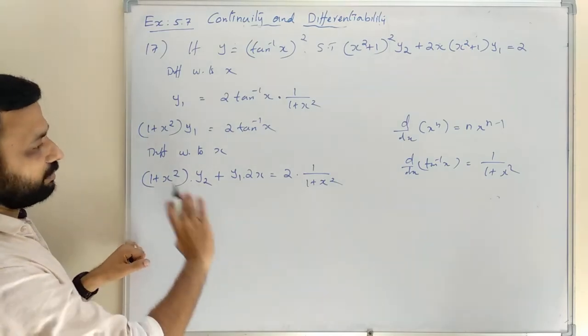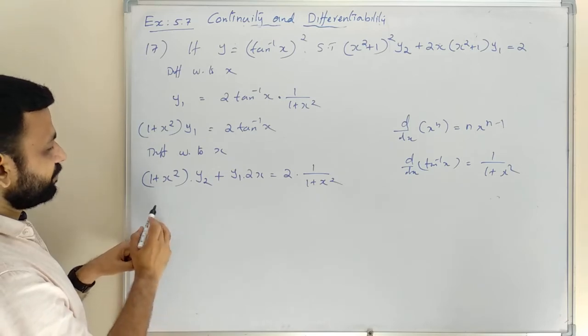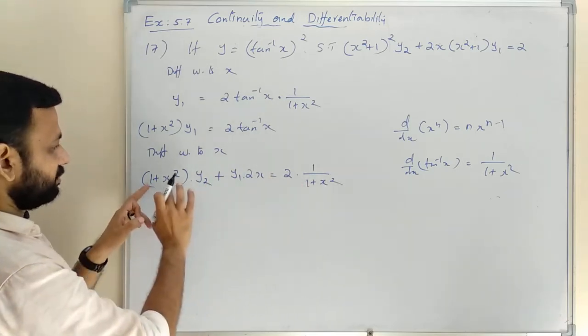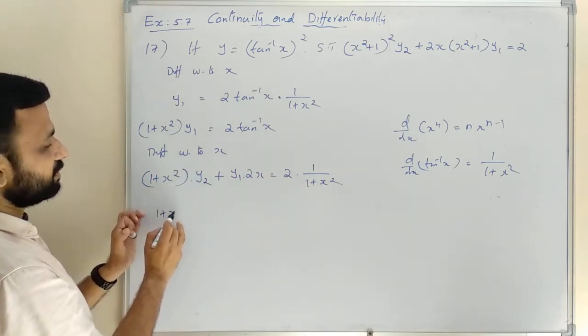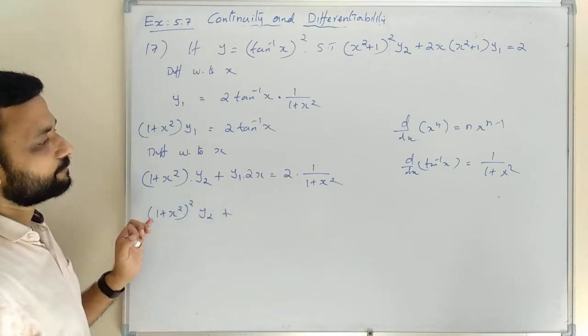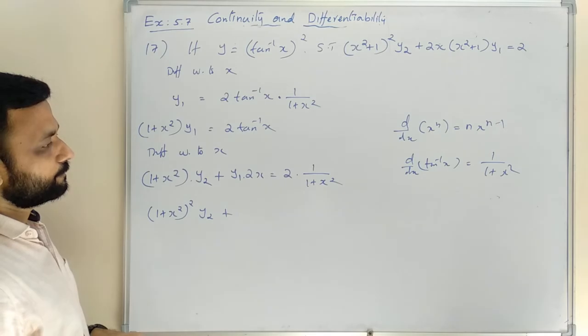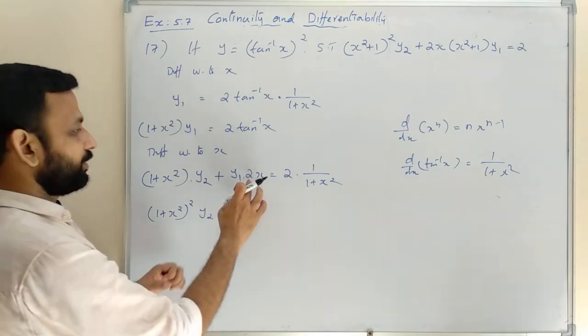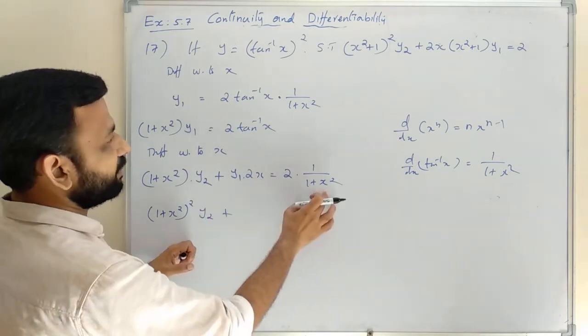Now again we can cross multiply. So 1 plus x square into 1 plus x square, that is 1 plus x square whole square into y2, plus 2xy1 into 1 plus x square.